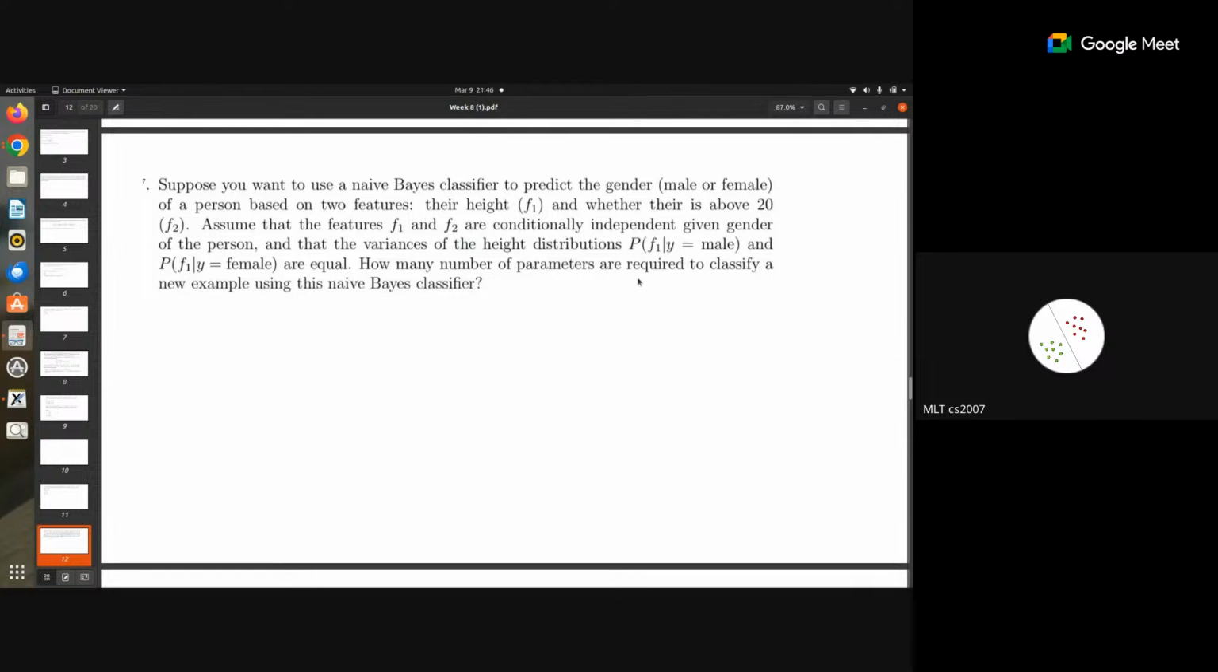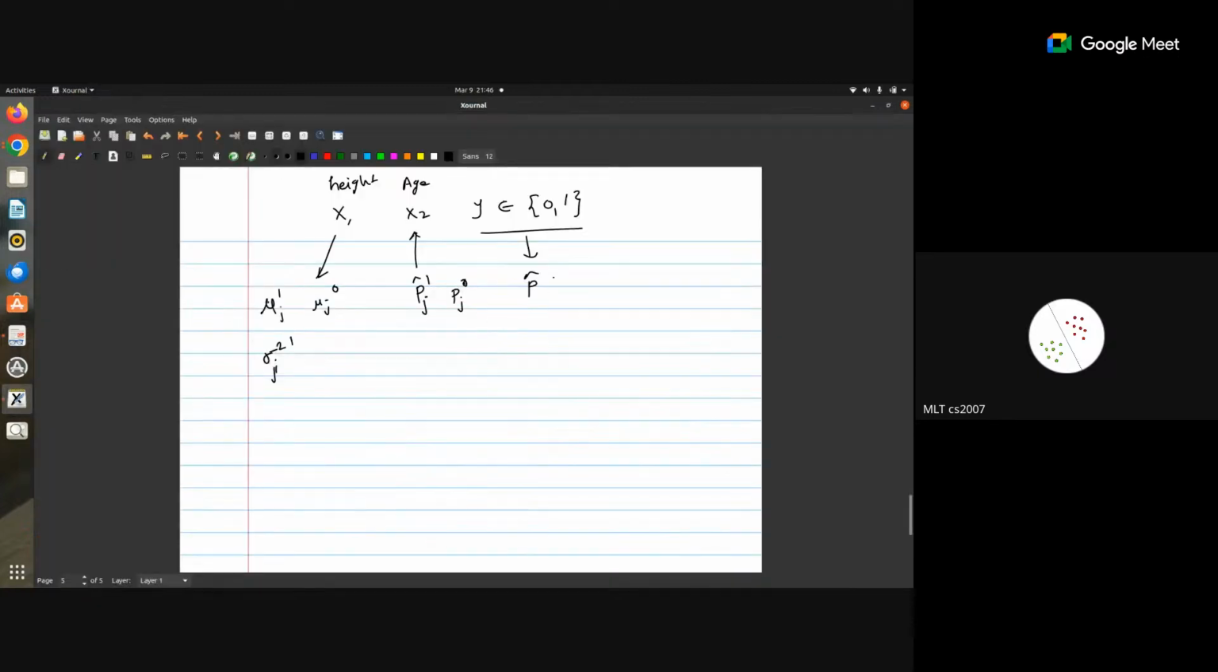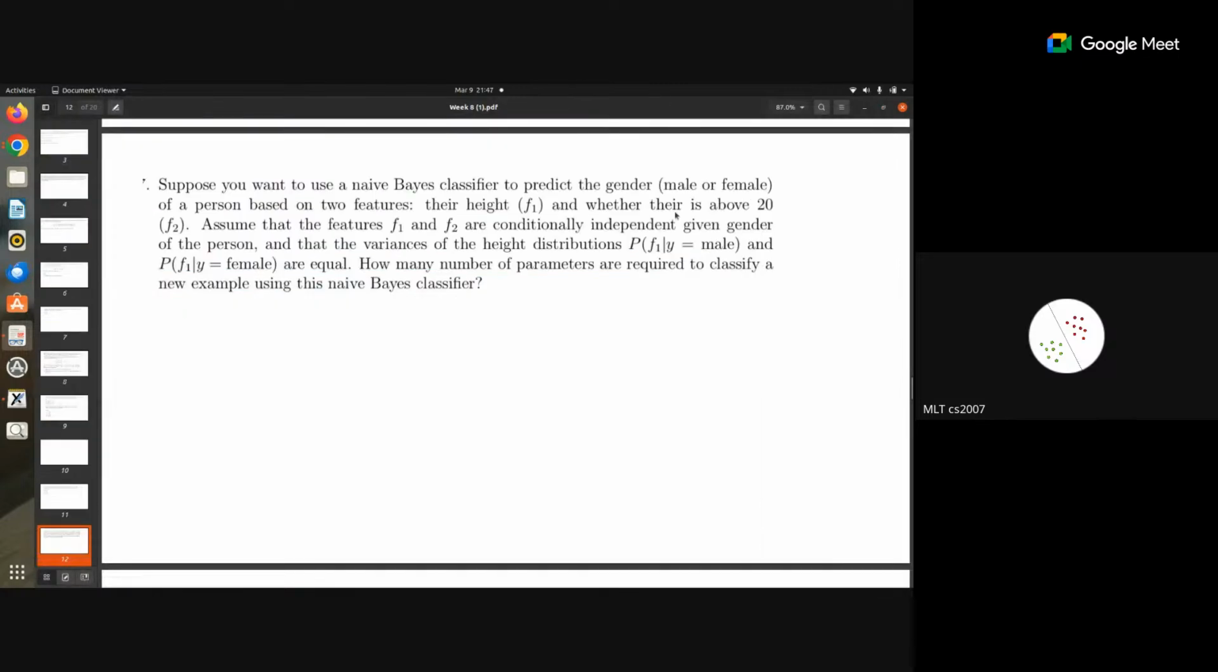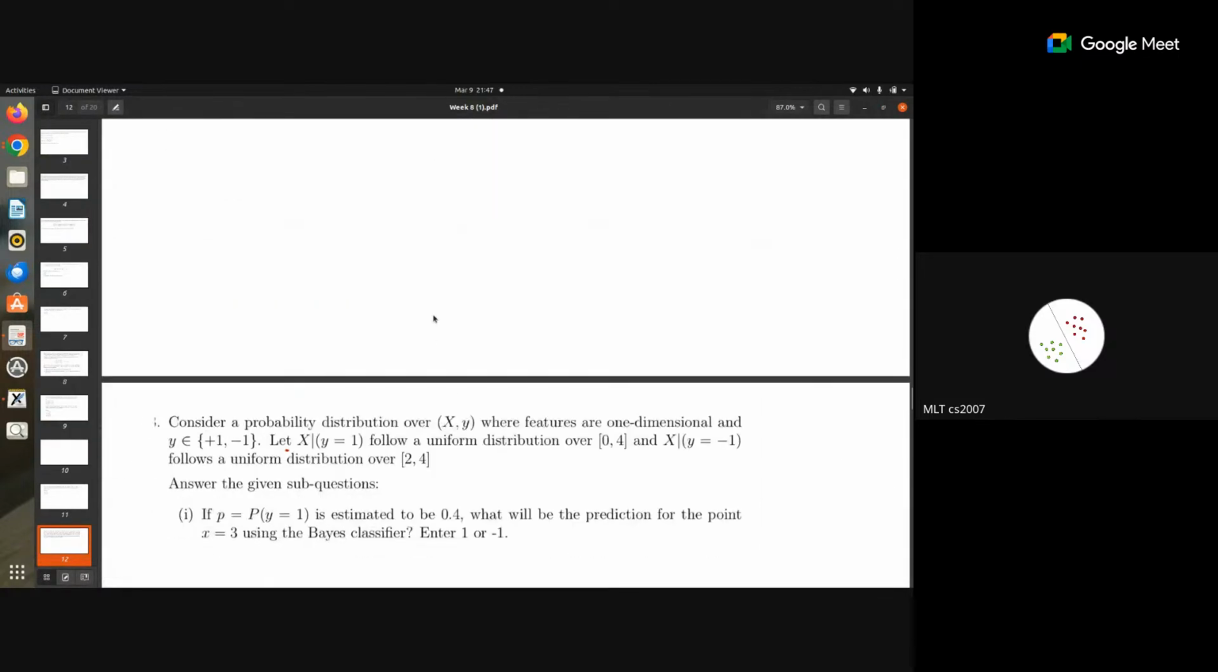Okay, the variances of the height distributions are equal. Okay, done. So that means you need to find out only one parameter here. So how many parameters are required? One plus this two plus this two plus one. So total six parameters, right? That should be the correct answer. Yeah, I think all of you have given the correct answer to this.